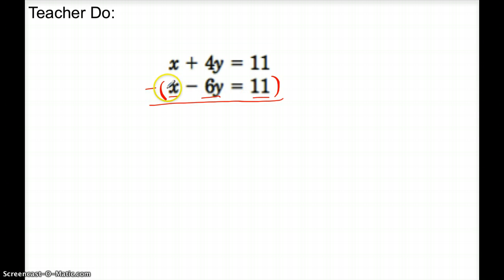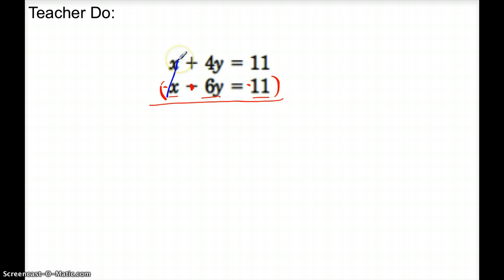You're going to distribute this negative. This is now a negative x. This is now a positive 6y. And this is a negative 11. That's what subtraction means. So now I'm going to subtract. I changed all of the signs.